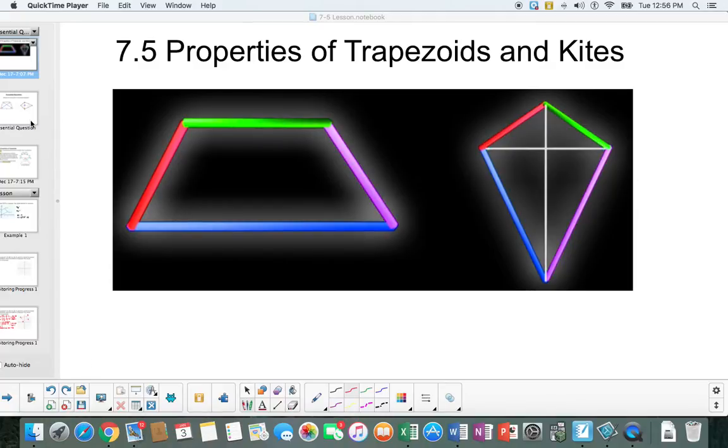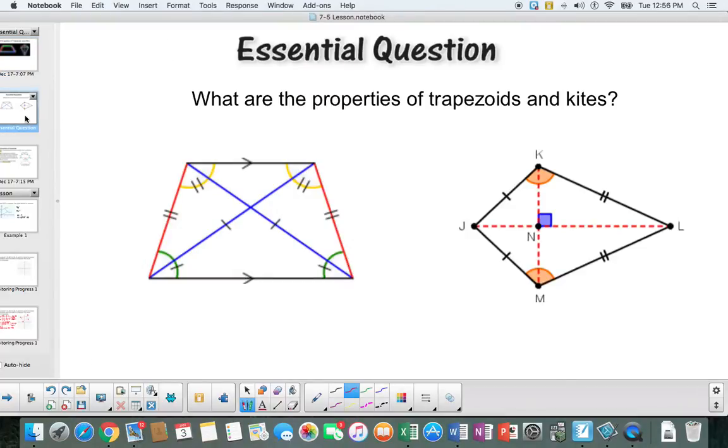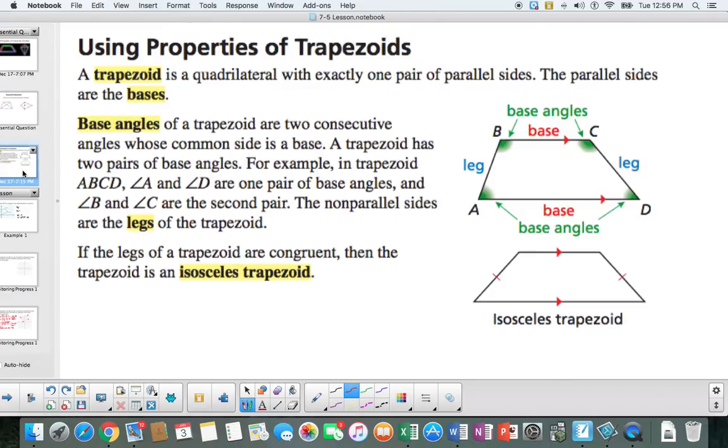7.5 Properties of trapezoids and kites. Essential question: what are the properties of trapezoids and kites? Take a minute to draw on your notes a trapezoid. Notice that it has to have exactly one pair of parallel sides. If it has two pairs, we're going to call it a parallelogram, not a trapezoid.